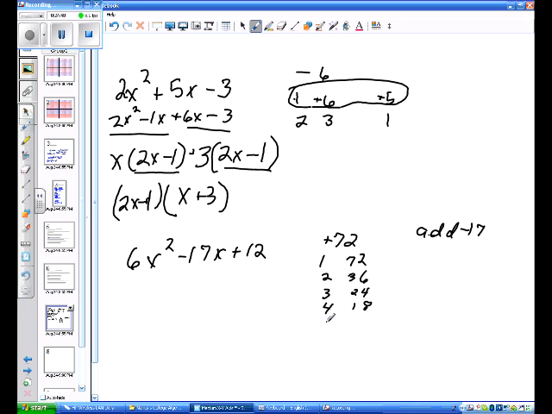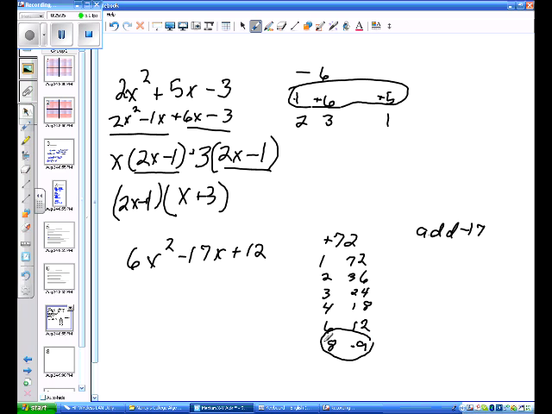Those add to be 22. None of them have added to be 17 yet. 6 and 12, oh, that adds to be 18, and 8 and 9. And those are the ones that add to be 17.